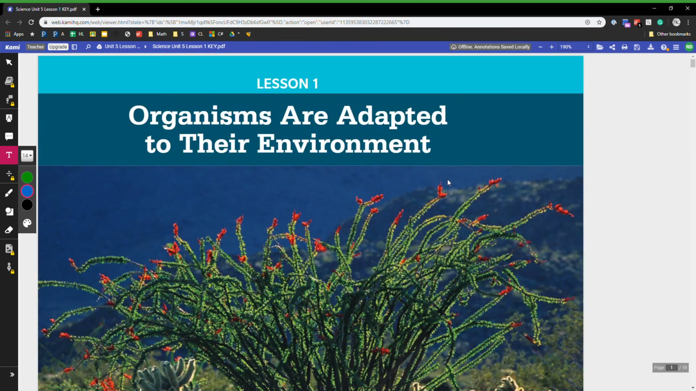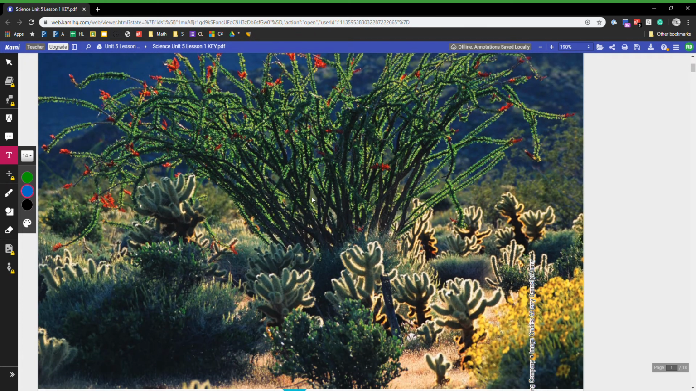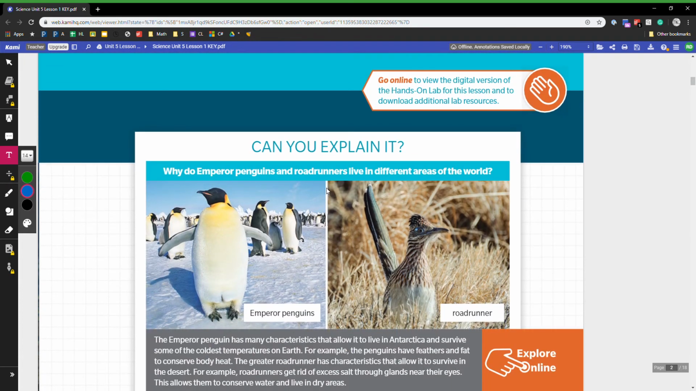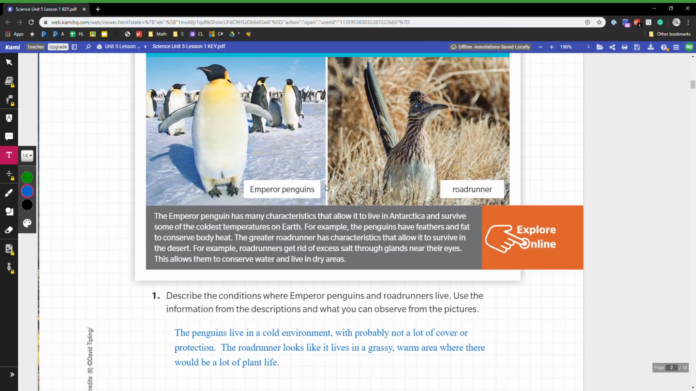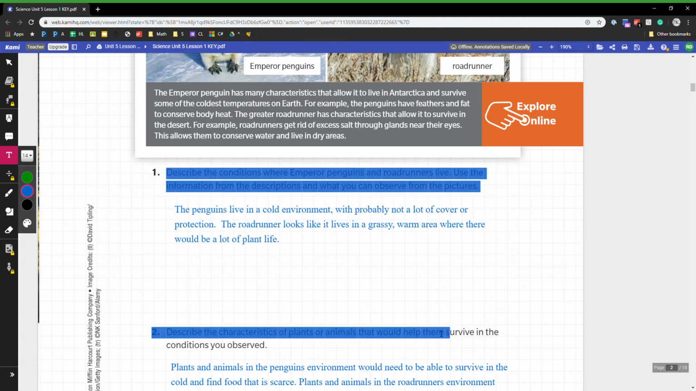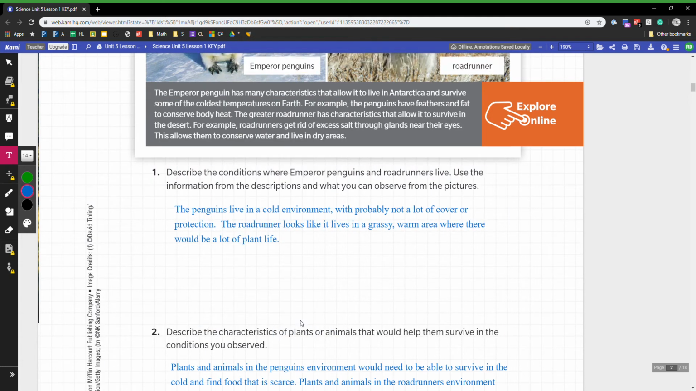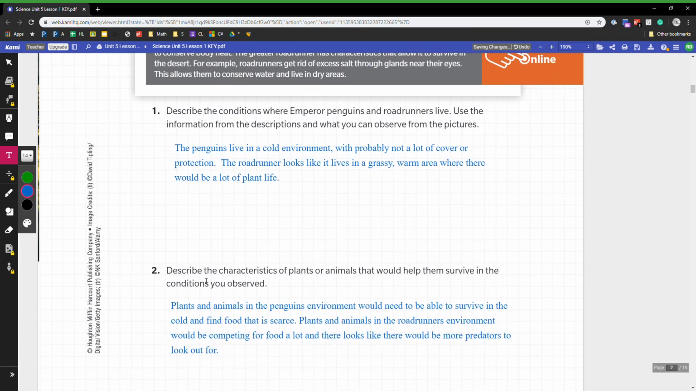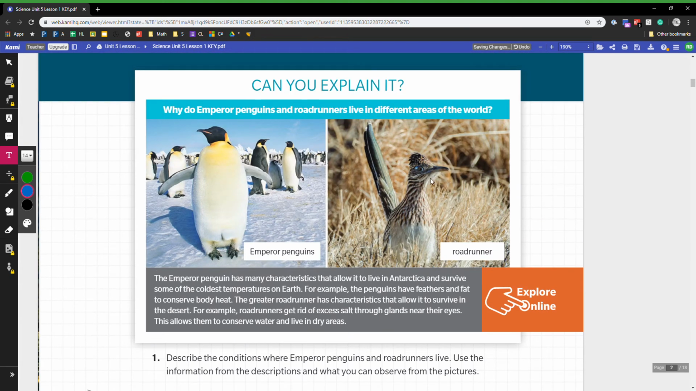Alright, this is going to be on lesson 1 of Unit 5. Organisms are adapted to their environment. This whole lesson is talking about how animals have adaptations for where they live. So at the beginning, this is more just thinking of things yourself and describing conditions where the emperor penguins live and where the roadrunners live, and then describing characteristics of plants or animals that would help you survive in these environments.